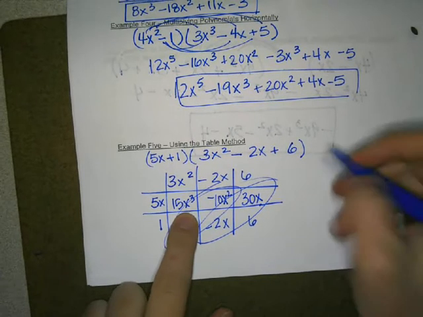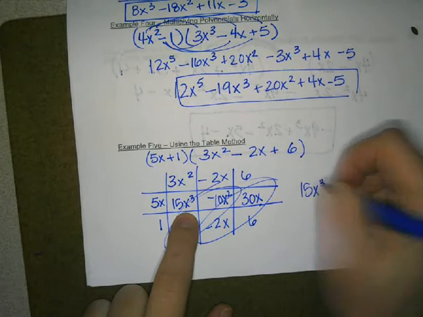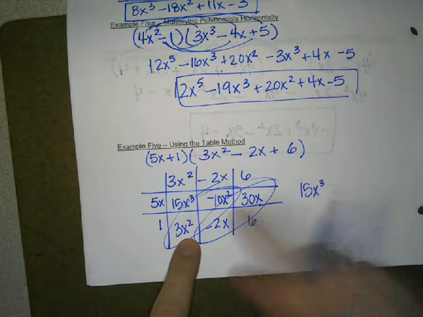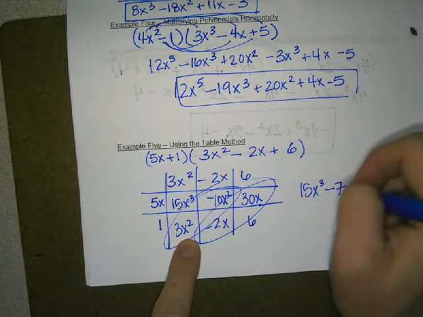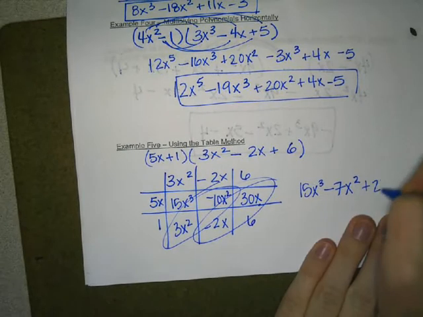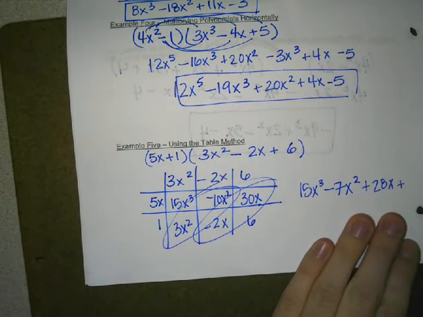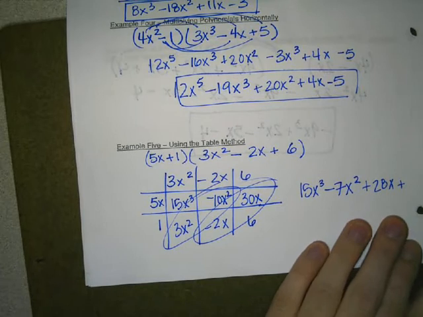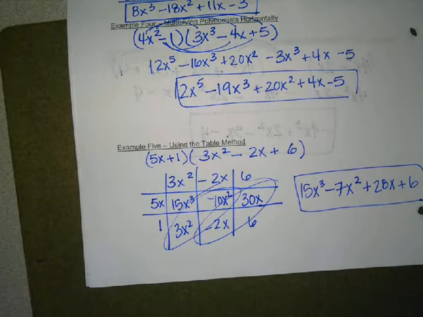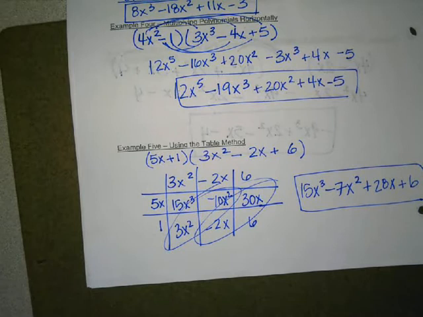So 15x cubed would be your first term. Then you would add your like terms together here in this first diagonal to get negative 7x squared. Then add your next like terms to get 28x plus, what's the last thing? 6. Okay. So 3 different ways to multiply. You just have to be able to multiply polynomials. I don't care which way you use. You just have to be able to do it. All right. 3 different ways for you to choose.